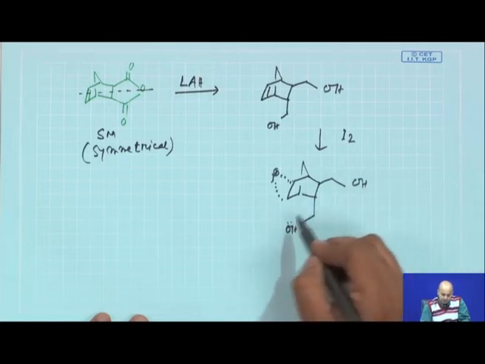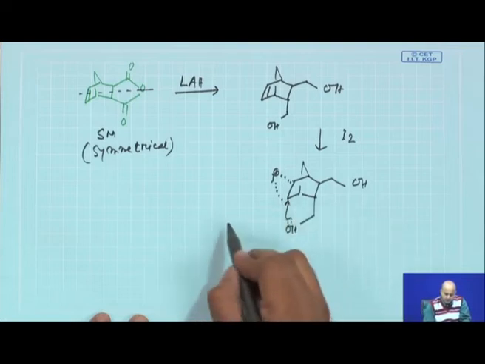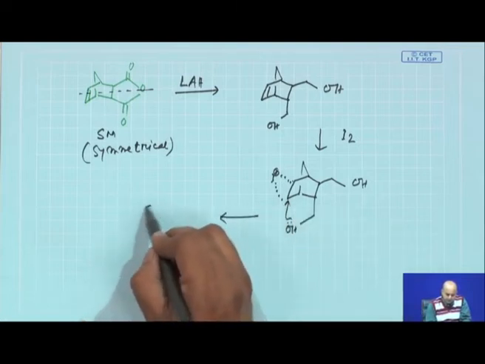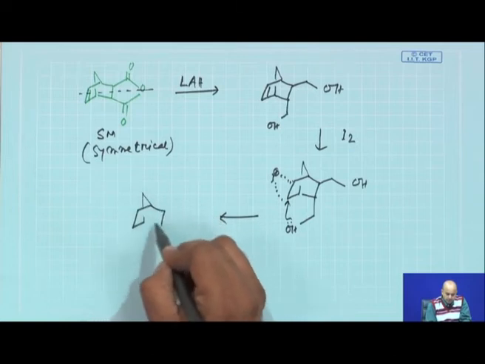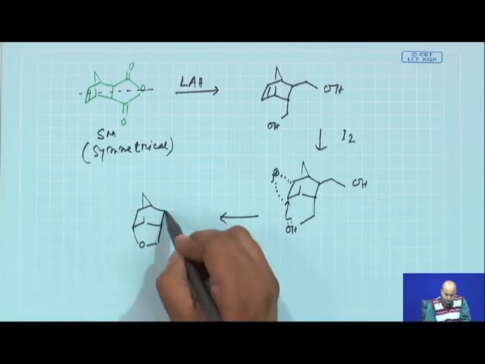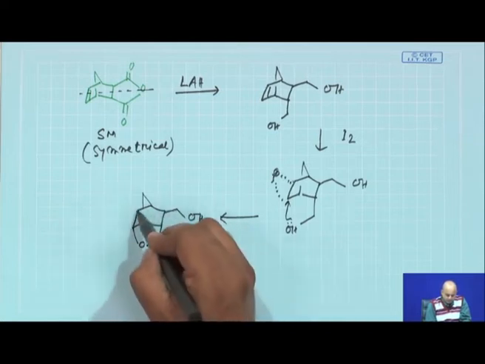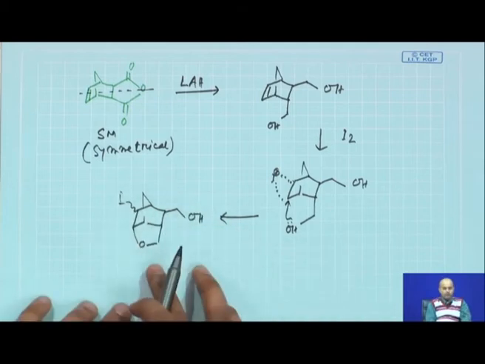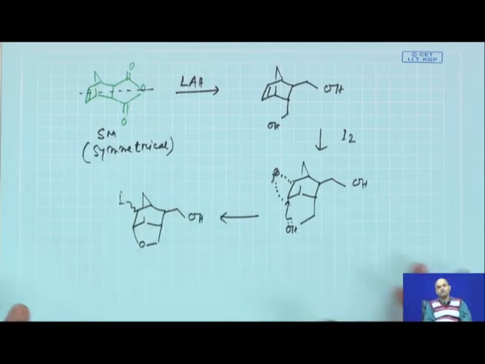Now, one of the CH2OH will undergo this iodoetherification reaction and then you will find that your final compound will basically have this kind of structure. So, now this molecule becomes desymmetrized. So, in this way the symmetrical structures can be very nicely desymmetrized if you try to follow certain very key transformations which you already discussed.